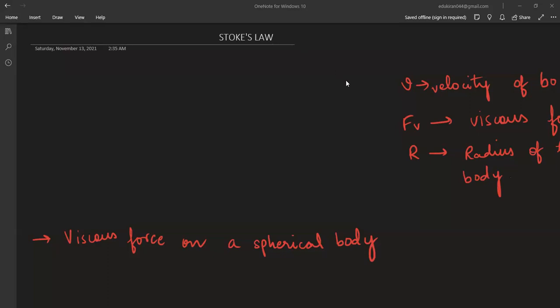Let's start with it. We have completed viscosity. Viscosity is basically the frictional force that occurs between the layers of the fluid. So the resistance that occurs to oppose it is basically known as viscosity or viscous force.